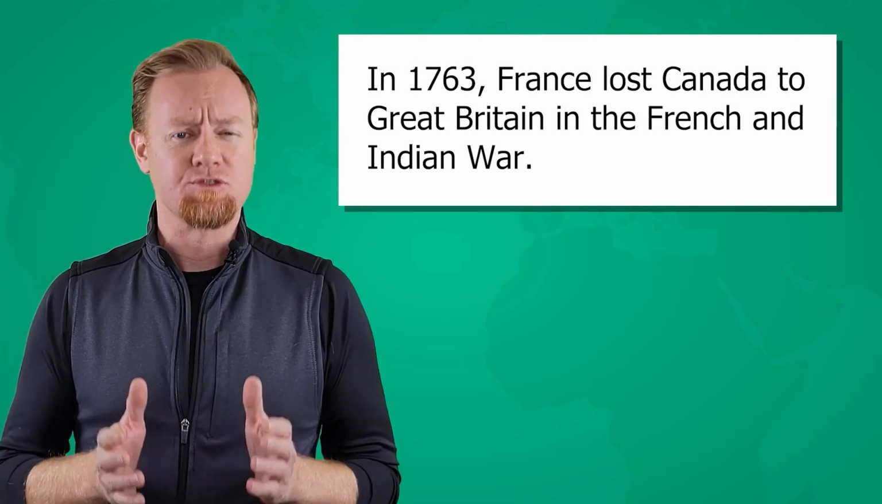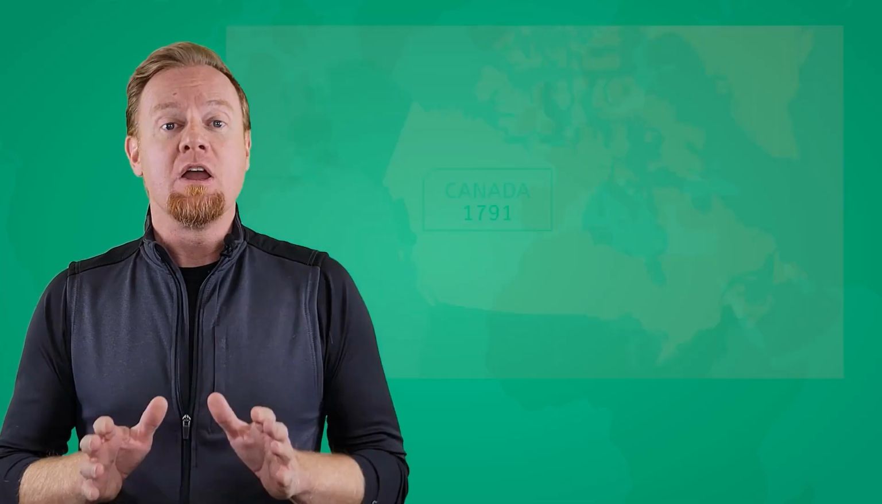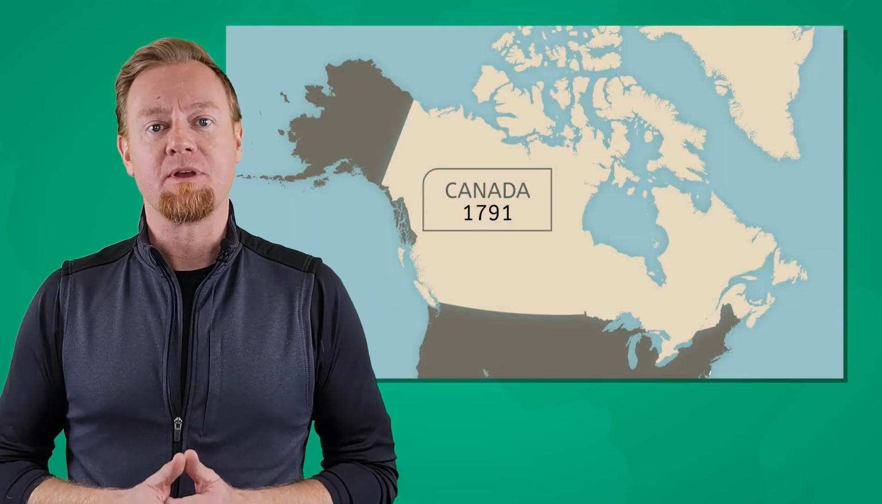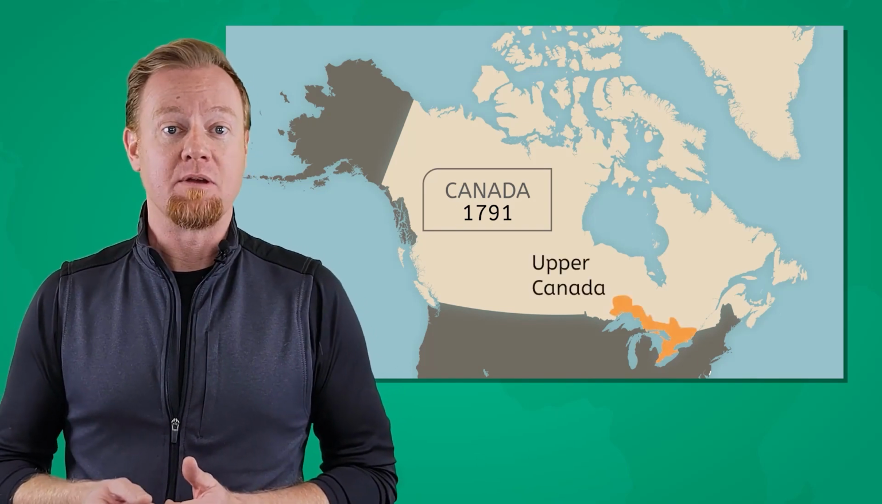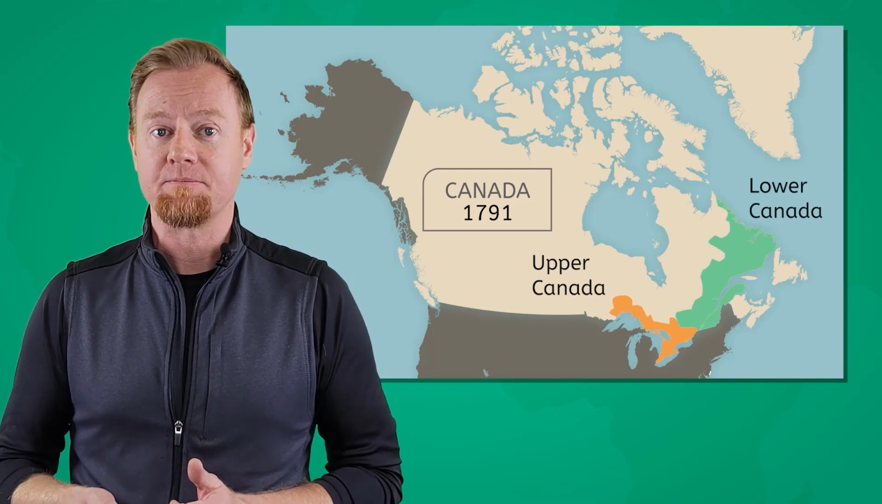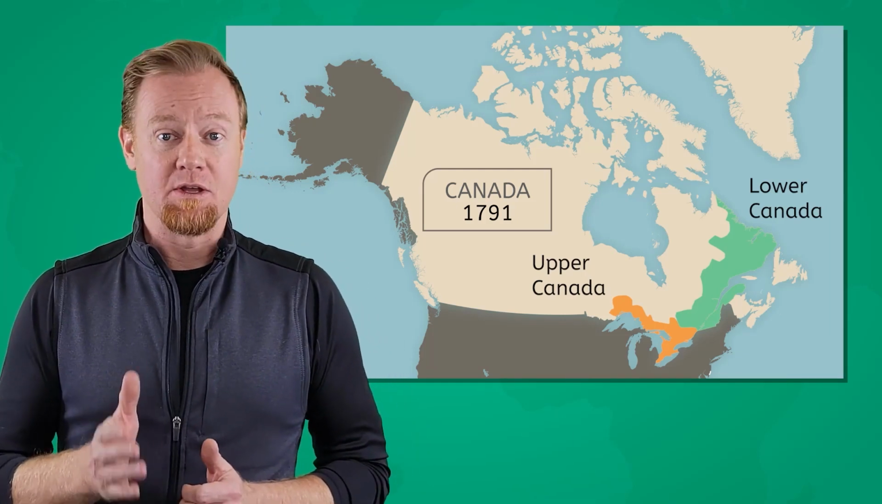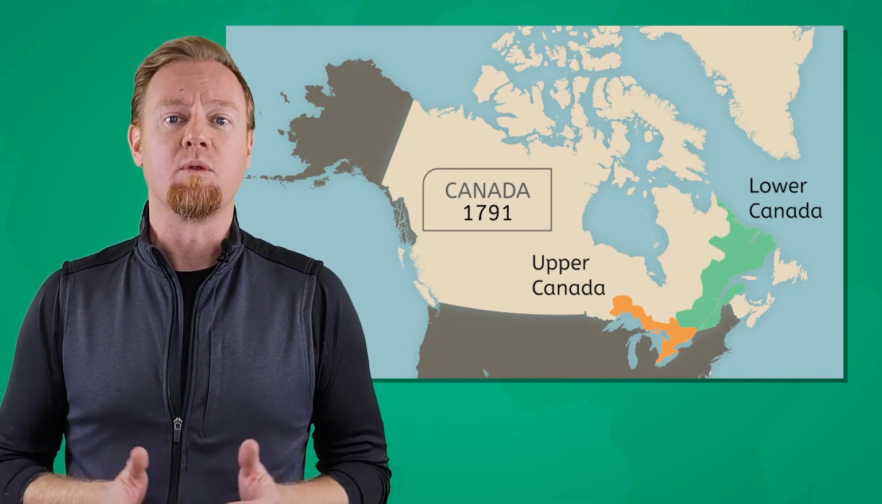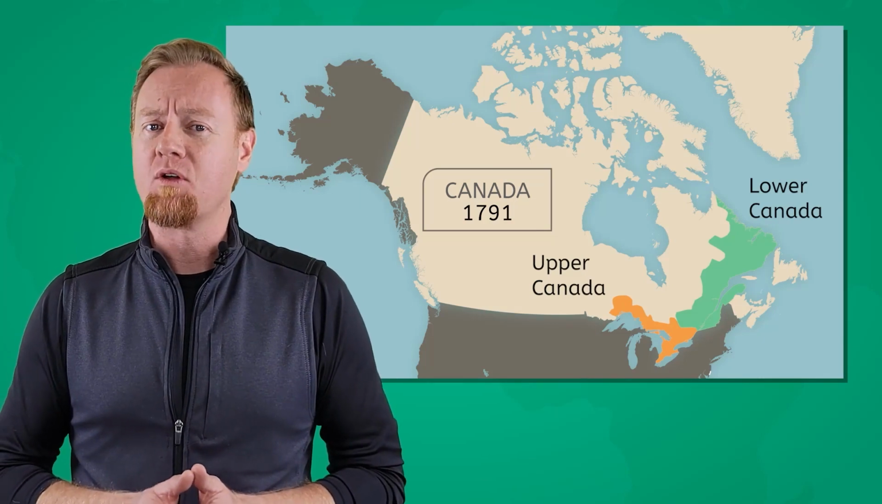English-speaking colonists struggled to coexist with the French. To quell tensions, the British Parliament created two provinces: English-speaking Upper Canada, now known as Ontario, and French-speaking Lower Canada, now known as Quebec. Despite some say in local affairs, both were still ruled by a British royal governor and a small group of wealthy British citizens.